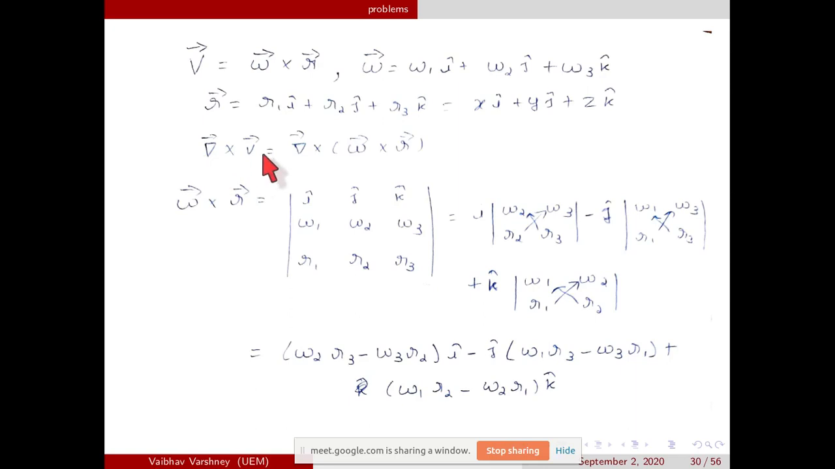So for calculating the curl of V, it is del cross V, and V is omega cross R. So it is del cross omega cross R. Let's first calculate omega cross R. This is omega cross R. So i cap, j cap, k cap. Second row is omega 1, omega 2, omega 3. Third row is R1, R2, R3. I will put x, y and z in the next step.